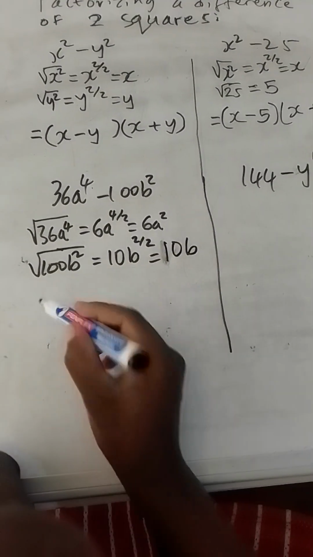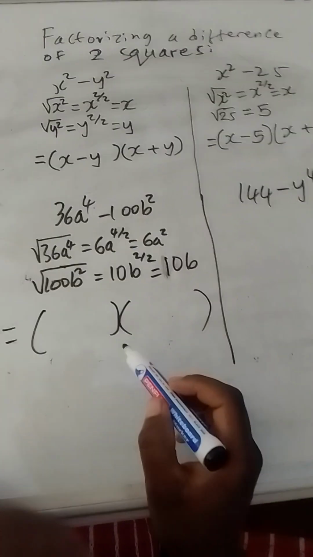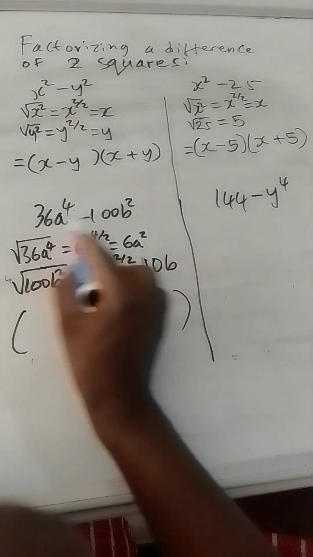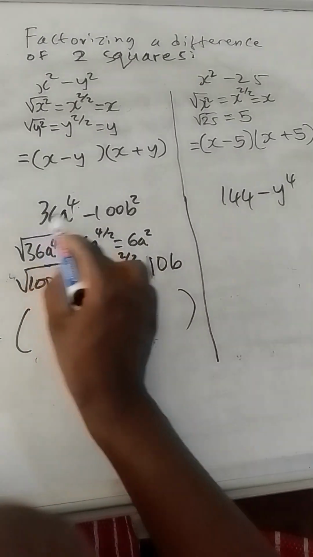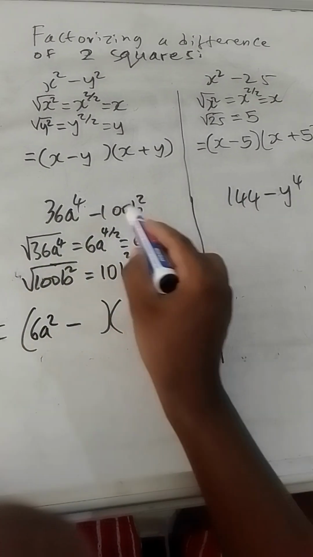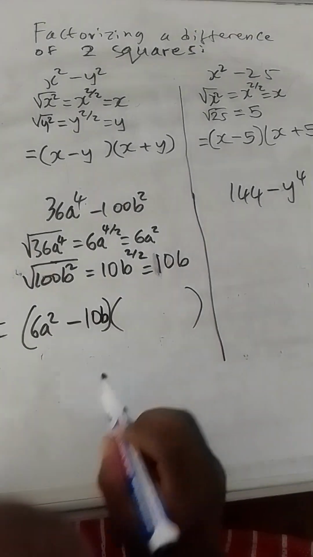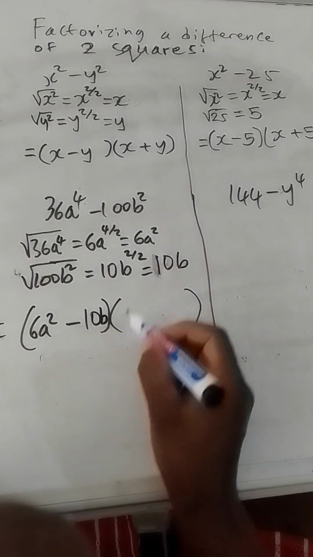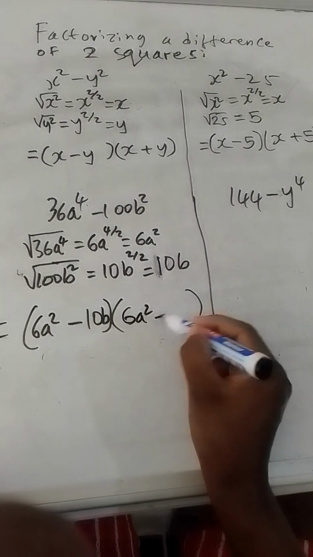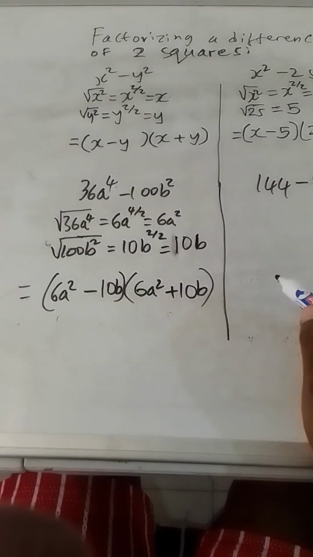10b. And so we open now 2 pairs of parentheses once again. And what will we have? We write the original expression but replace each one by its square root. This one will be replaced by 6a squared. Then we have the minus. The 100b squared will be replaced by 10b. And then in the second bracket, it's the same roots, but we are adding them together. So everything should be positive in the second bracket. Okay, 10b. And so that is the answer.